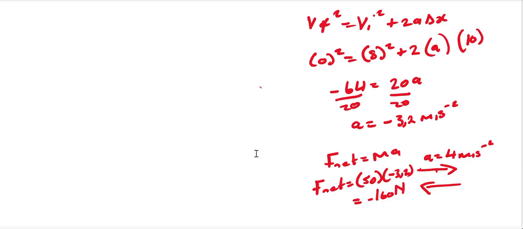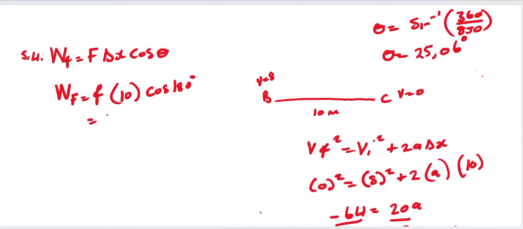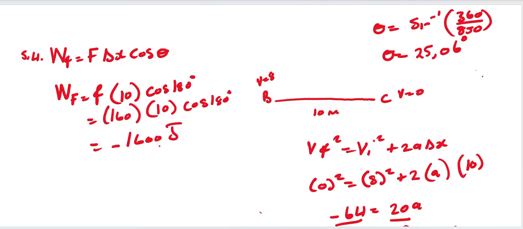So then let's come here and substitute. Here we have our friction. We're going to have 160 multiplied by 10 multiplied by cos of 180. Do you get me? Here 160 multiplied by 10 multiplied by cos 180. We find that our work done by friction is negative 1600 joules.